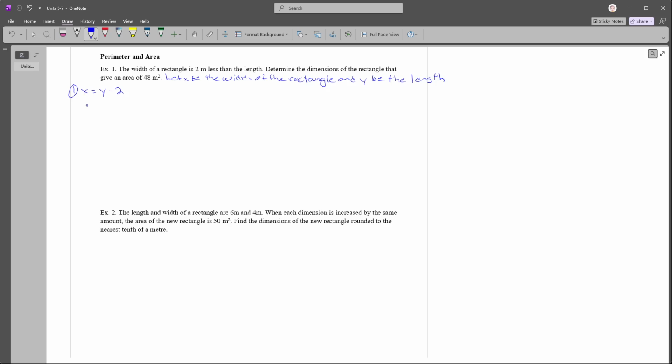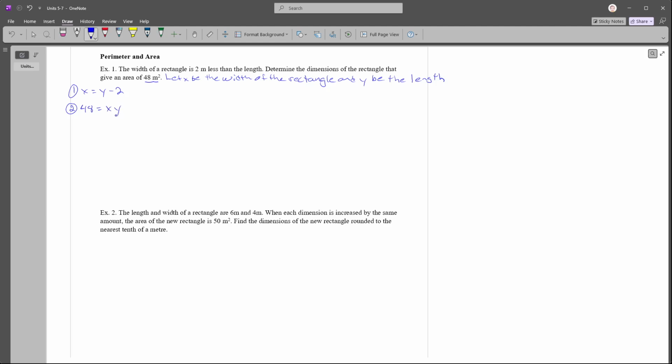So we know that the area, right here, there it is, the area is 48 meters squared. So our equation number 2 could be the area, which is 48, is equal to, how do we calculate area? Length times width. So our width is x and our length is y. So we could just say x times y.